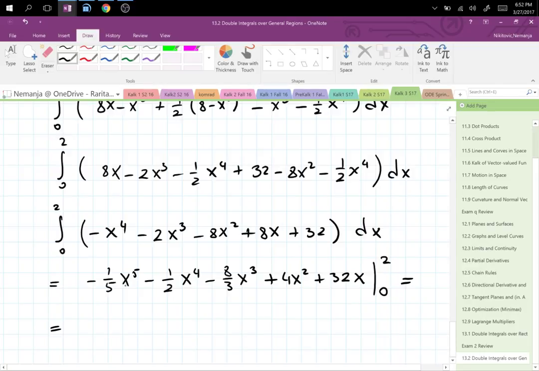Plug in 2. 2 to the fifth is 32. So I have negative 32 over 5. Minus 1 of the 2's will cancel, so that's minus 8. Minus 16/3. And then 4 is a plus 16. And then plus 64. What happened? Minus 48/3. Where? Here? 64. No, 48. It's 8 times 8 is 64/3. That's what you said, clearly. Look at the board.